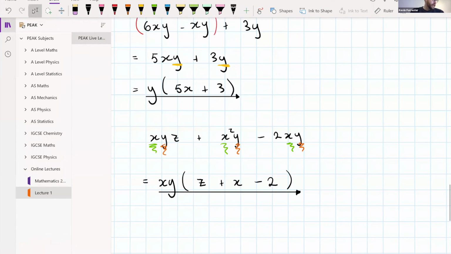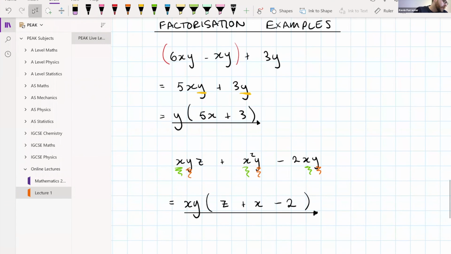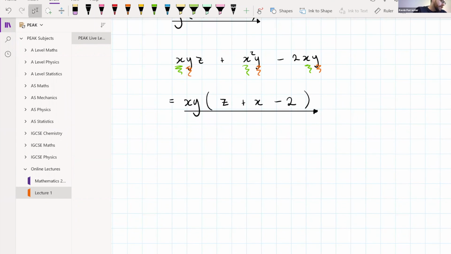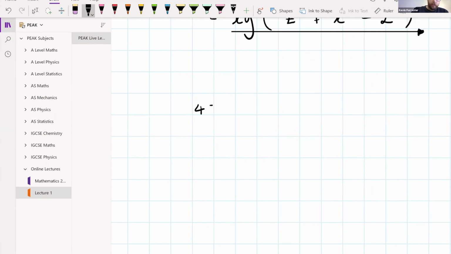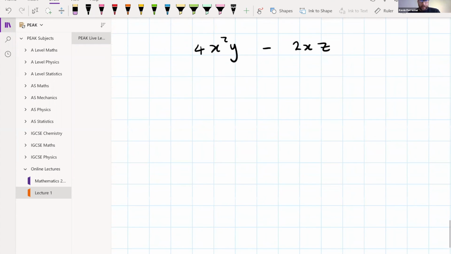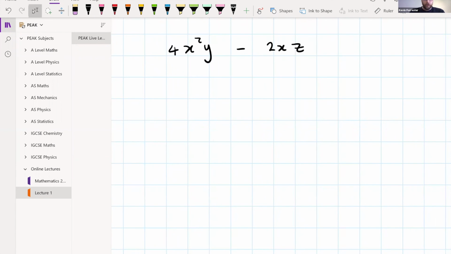Right, let me take another look at another example here, and let's see if we can do some factorization. So we have 4x squared y subtracted by 2xz. Right, this is quite interesting. So let's see what is common. We see that both of these terms share an x. That's quite an easy thing to identify as the algebraic variables.